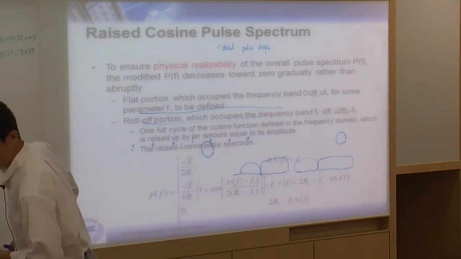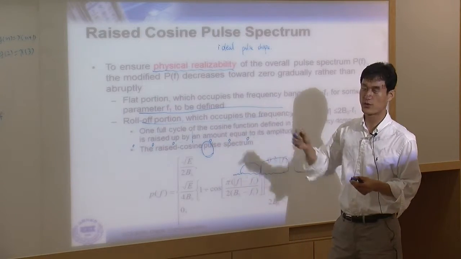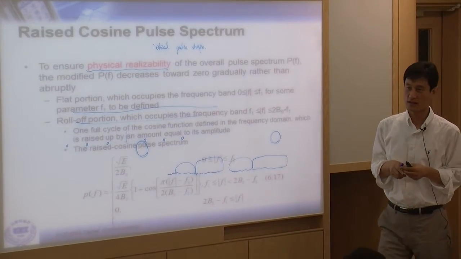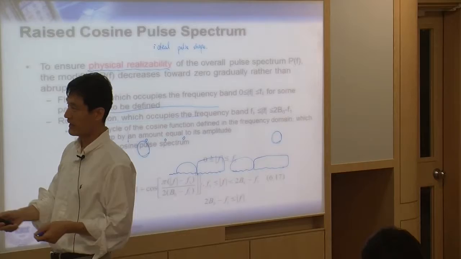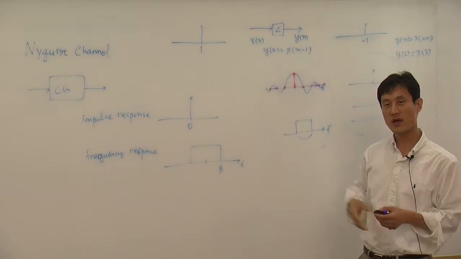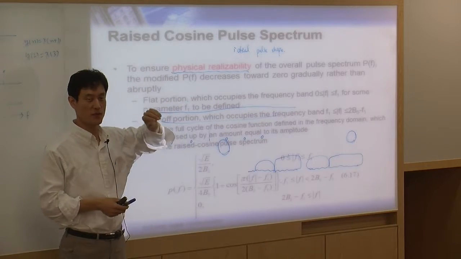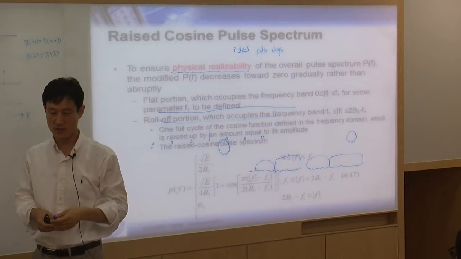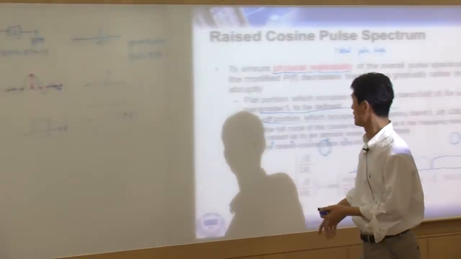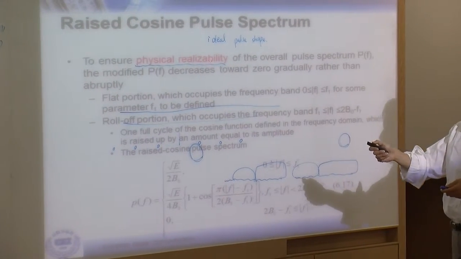So in order to get these two, we also have to think about the physical realizability. That means your filters should be causal. The Nyquist channel has these two impulse response and frequency response, but the one thing that is missing in the Nyquist channel is you cannot realize it as a filter in practical systems. So in this pulse shaping filter, we want to get these two, and at the same time, we want to make it in a practical system. We also want to get the physical realizability.